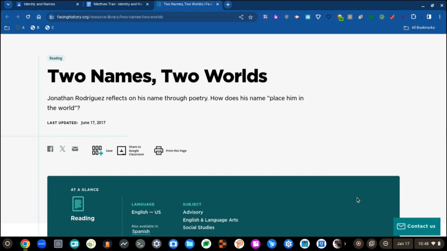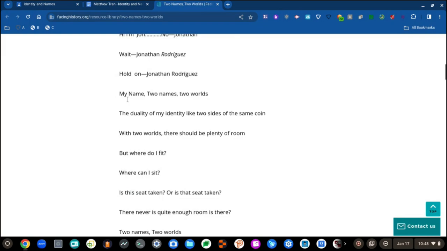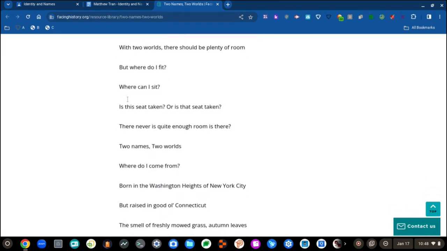Okay. So, in the poem below, Jonathan Rodriguez reflects on his name. How does his name place him in the world? How is it a mask, shield, or container? All right. Make sure that's open.